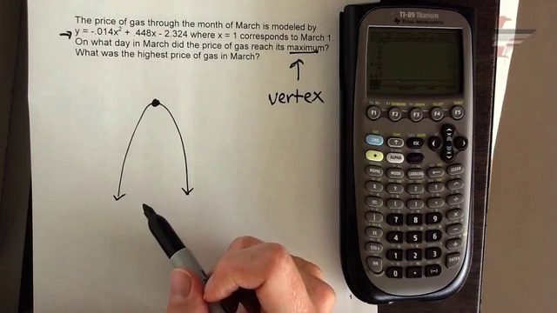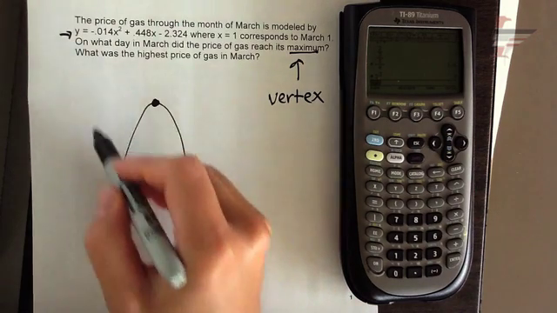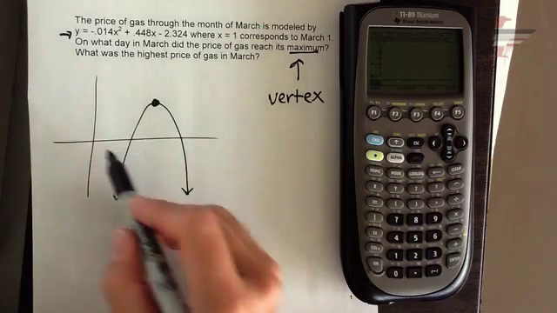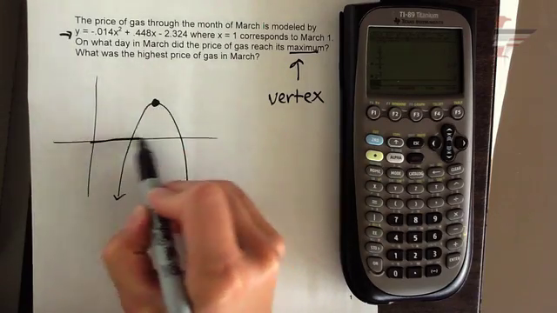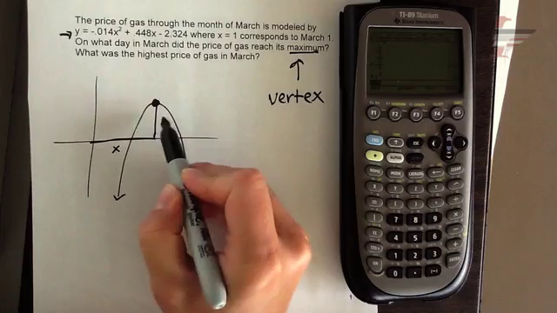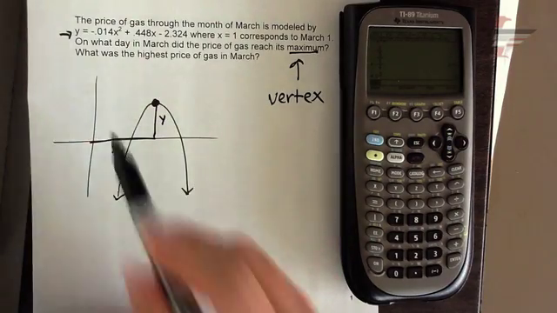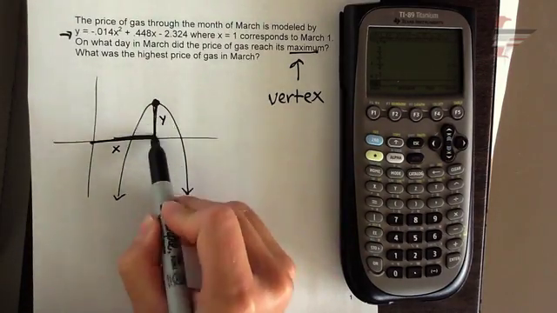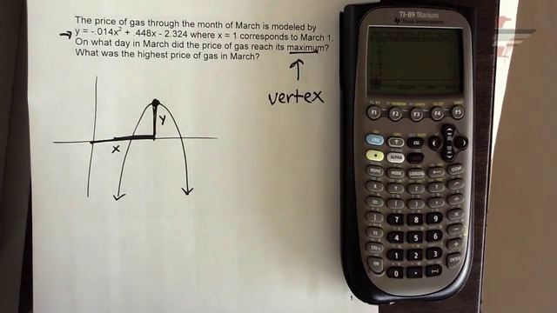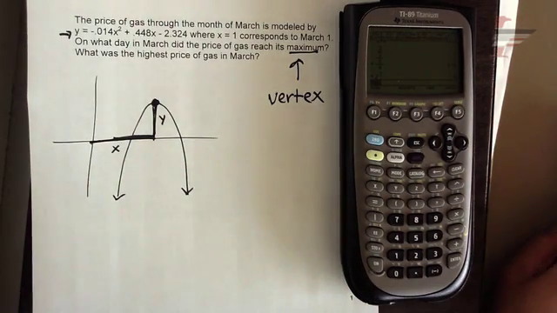So if I worked this out by hand, really I'm just looking for the vertex, the max. This x coordinate and y coordinate would be my day in March and my maximum gas price. So not too bad to work out by hand, but I'm going to do it on my calculator.